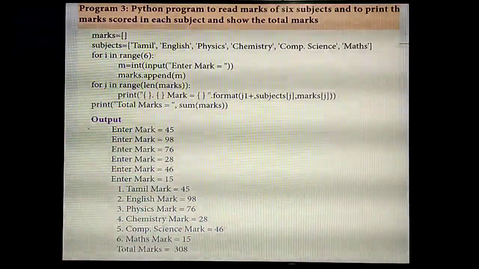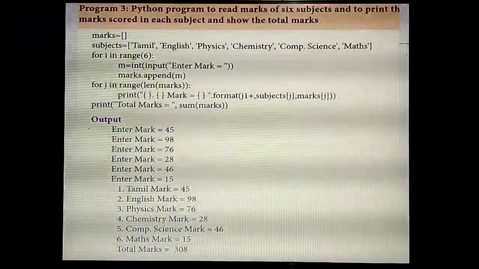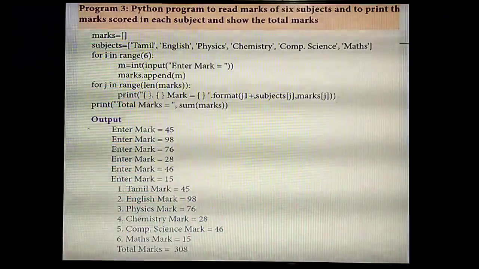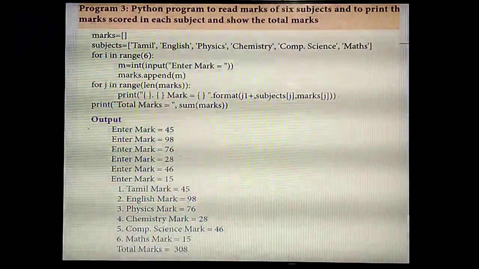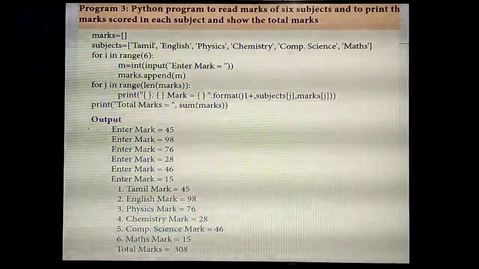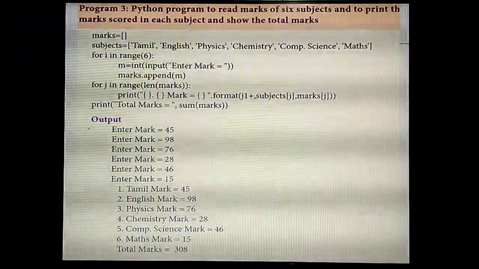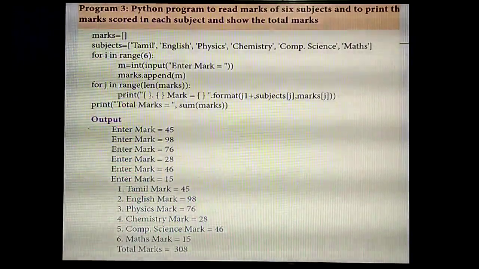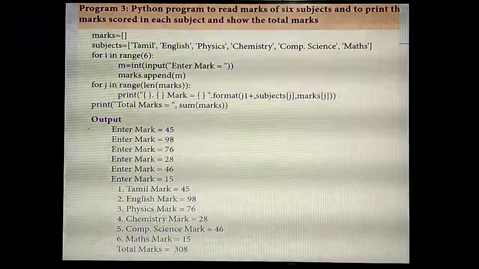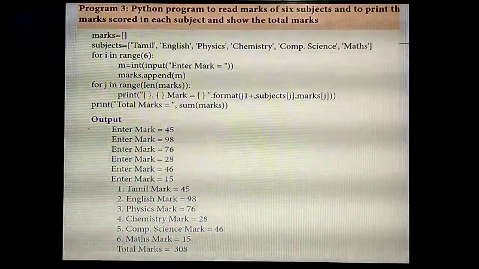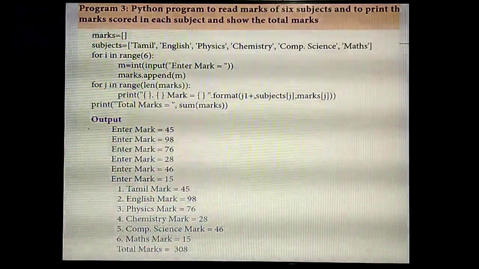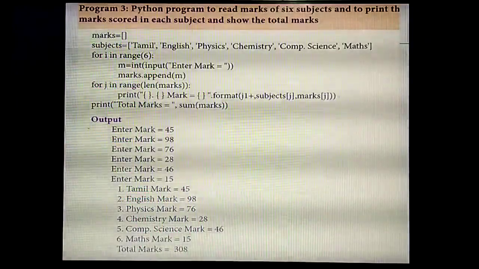The marks list is an empty list, so initially there are no marks inside the list. The next list you have created is subjects. Inside the subjects list you have created 6 subjects. Listen, next you need to enter the marks for each subject. Isn't it?